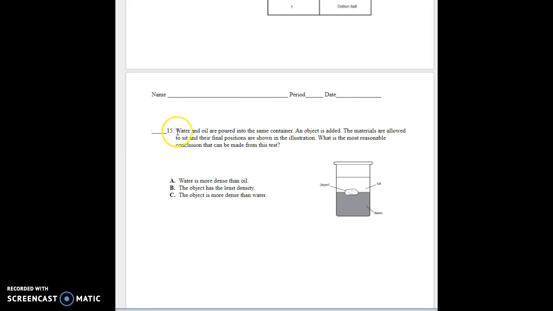Number 15. Water and oil are poured into the same container. An object is added. The materials are allowed to sit and their final positions are shown in the illustration. What is the most reasonable conclusion that can be made from this test? A. Water is more dense than oil. B. The object has the least density. C. The object is more dense than water.